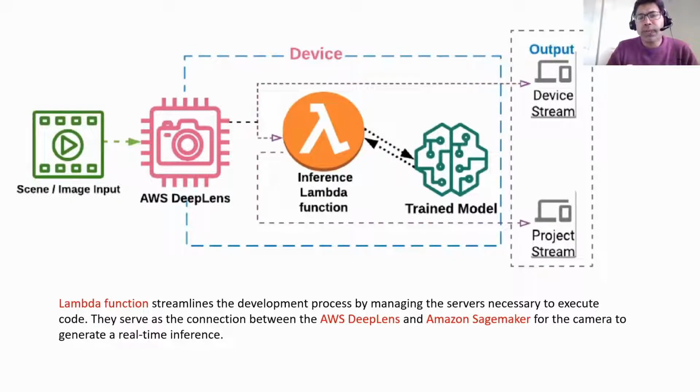So how it works is that AWS has provided different services, which include serverless functions called Lambda functions. They provide a good interface between your edge device and SageMaker, where you develop your machine learning model. So you first develop your model in SageMaker and then use a Lambda function to connect an interface between the AWS DeepLens and SageMaker.